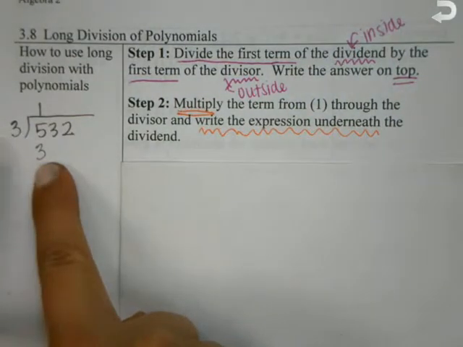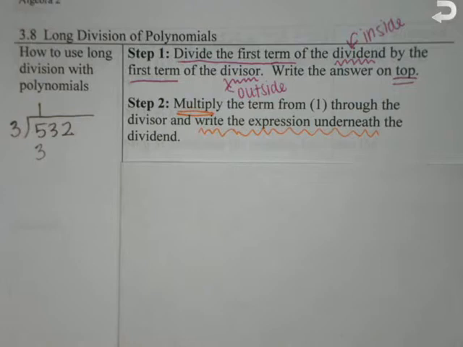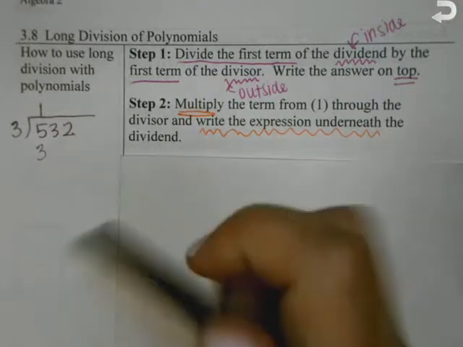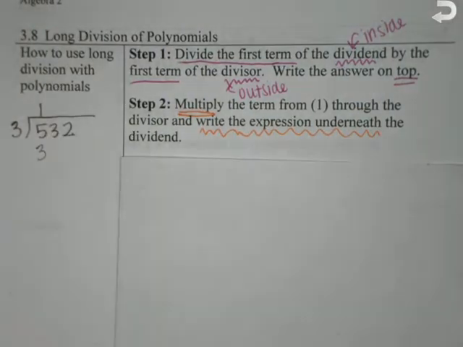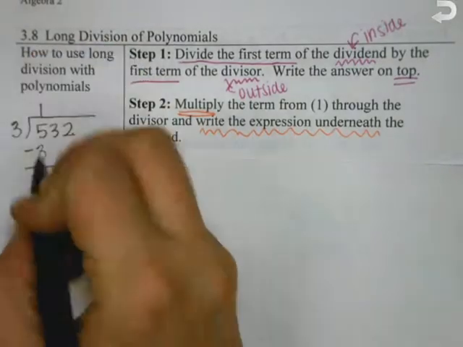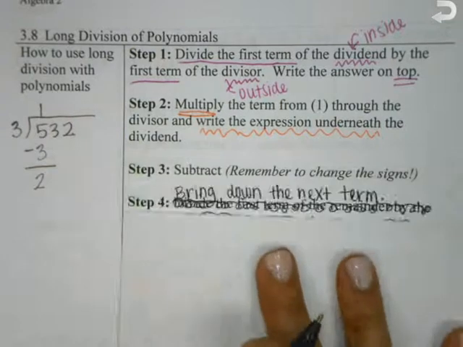Alright, so after I multiply the 3 and the 1 and I write 3 underneath, then what do I do? Subtract. So we're going to subtract. 5 minus 3 gives me 2. So that's step 3. You're going to subtract.